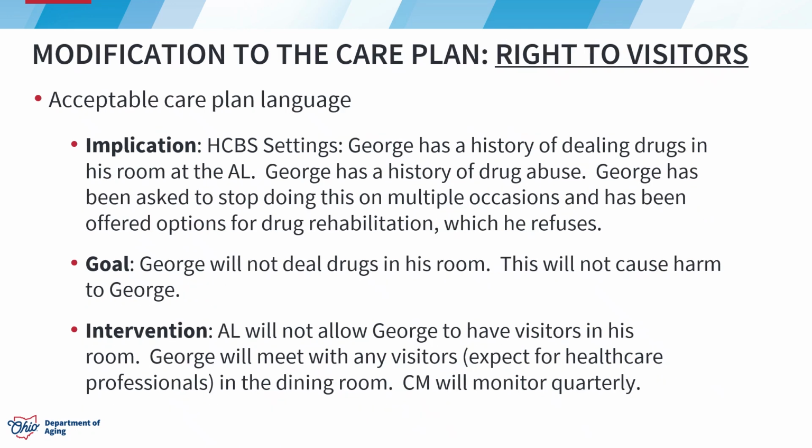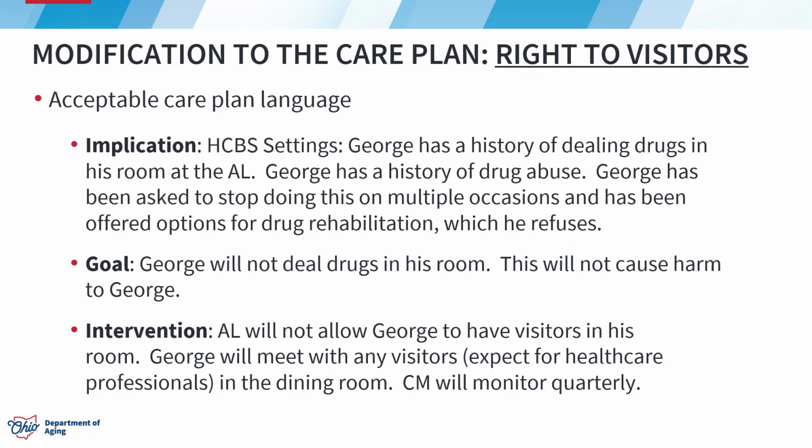An example of a modification to the setting requirement for visitation. Again, we kind of talked about this before, but here's an acceptable example of care plan language for an individual who has a history of dealing drugs in the assisted living. It's not just that he's dealing drugs, it's that there's also a history of drug abuse, and he has been asked to stop doing this on multiple occasions, has also been offered options for drug rehab, which he refuses.